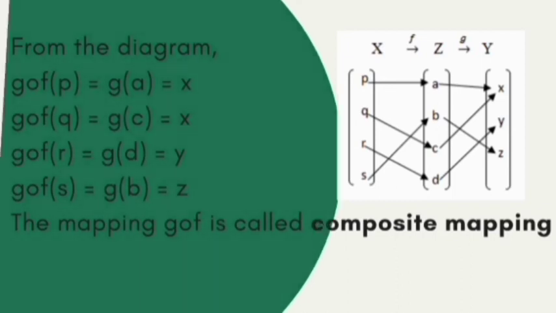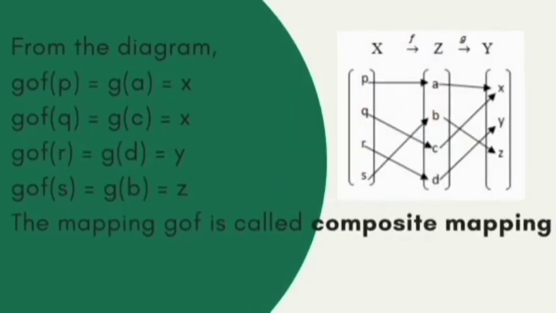This means that the mapping of G and F takes an element in X and produces an image in Z, and that image is A, and also an image in Y, and that image is X. So that is the reason why G of F of p is equal to G of A, which is equal to X. And that is the same for the other results, and it is called composite mapping.